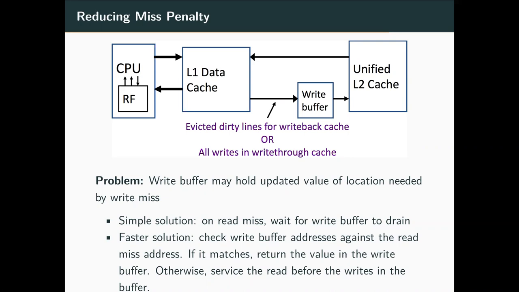Now, what we can do is we kind of put another cache on our cache. We make a write buffer, which is code for a really small cache, that is just the things that we need to write into L2. So this is one option, and this is used in many processors.